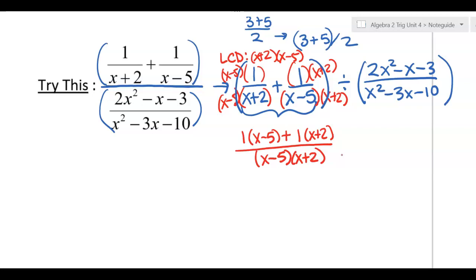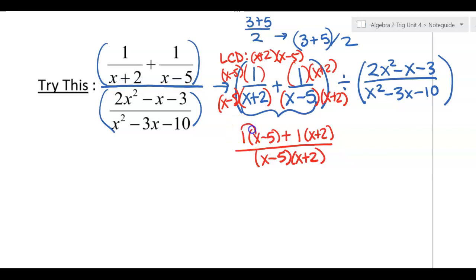Can I cancel out these x plus 2s and x minus 5s that I see here? No, because the numerator ones are not multiplying each other. They are adding with each other. You are trying to do an addition problem right now. You have not yet done addition, so you need to finish the addition before you decide if they can combine together.